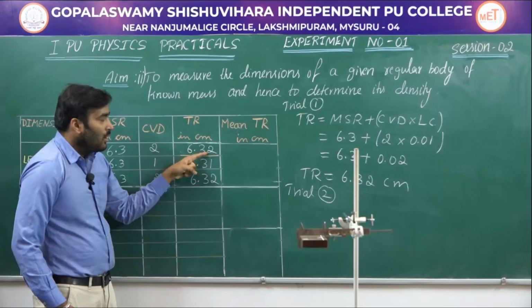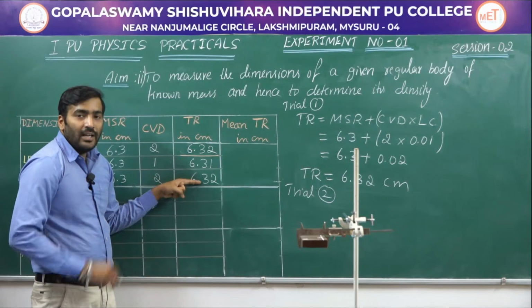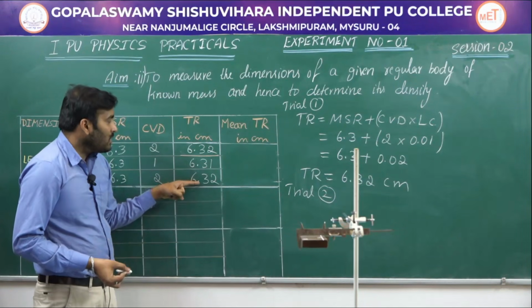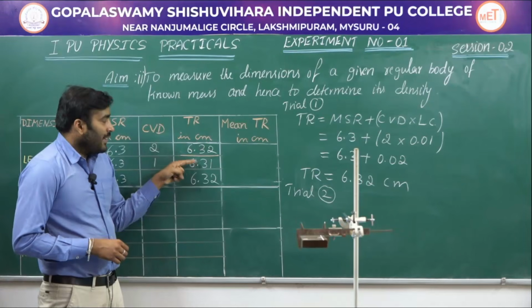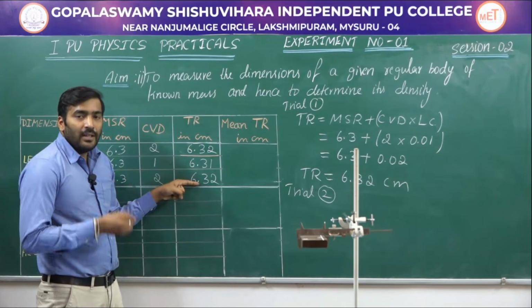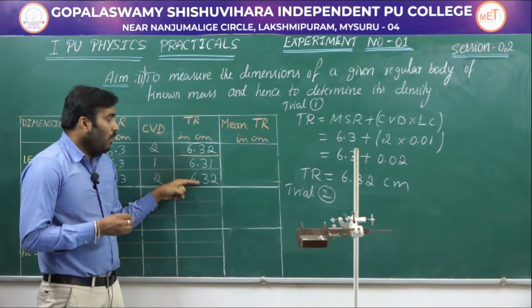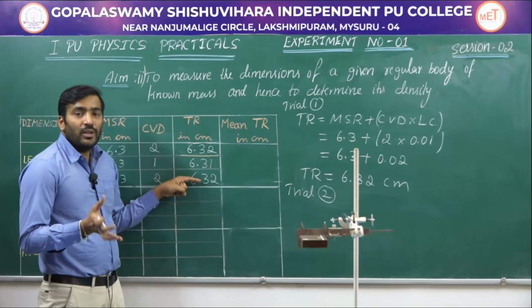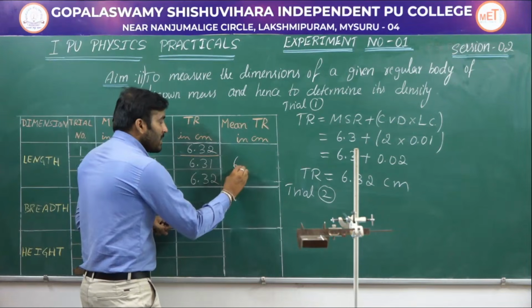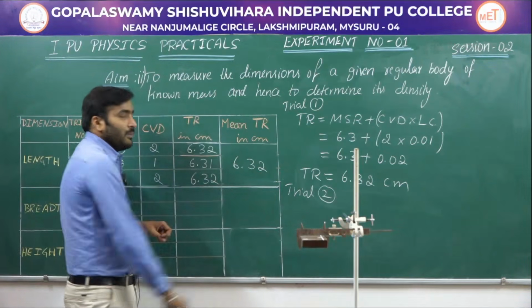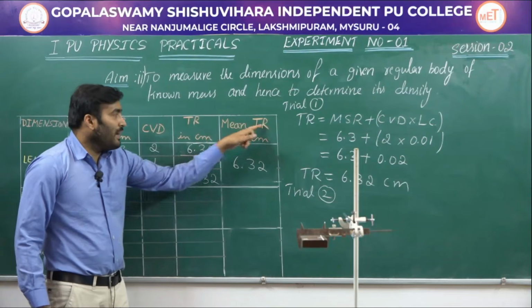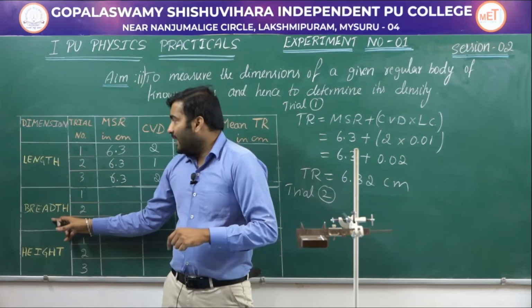Next, we need to find the mean TR in centimeter here. Mean TR means you need to add these 3 and divide it by 3. So let us do that. By adding these 3 and dividing by 3, what we will get is 6.3166. If I round it off to the second decimal place, I will get 6.32 centimeter. Okay, so this is the value of mean TR. Now the second dimension.